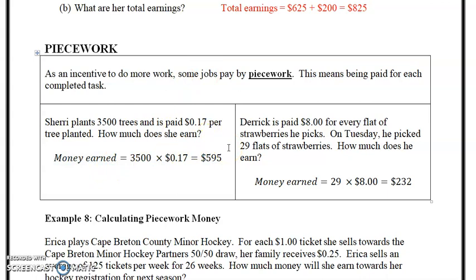Sherry plants 3,500 trees and is paid 17 cents per tree. How much is earned? So the money earned is the number of trees multiplied by the cost per tree.